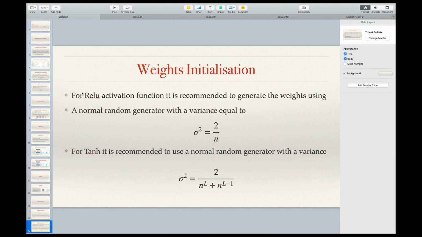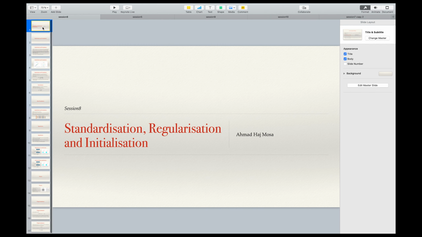So that's it for session 8. We learned about 3 important tricks or configurations to consider when training a neural network. We have the normalization and standardization of inputs, or the hidden layers or the activations. We learned about regularization to avoid overfitting and to do automatic model selection, and we learned about initialization also to avoid overfitting, avoid explosion, and also to increase the speed of the training.